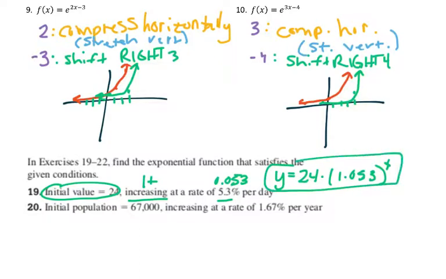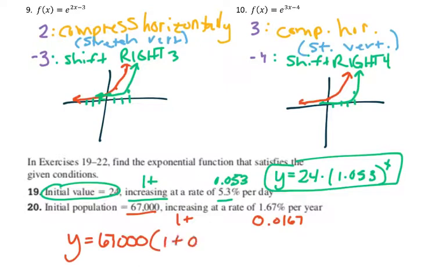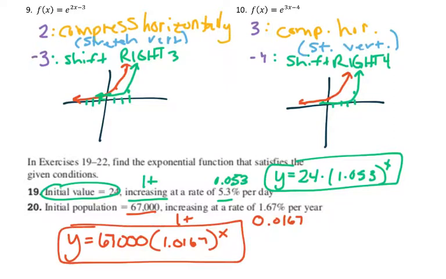And then the second one is increasing as well, so 1 plus our rate of 0.167 and our population start. So our equation is 67,000, and then 1 plus, oh, I don't really need to write 1 plus, I can just write 1.167 to the x. So those ones are just filling in that formula from our formula sheet.